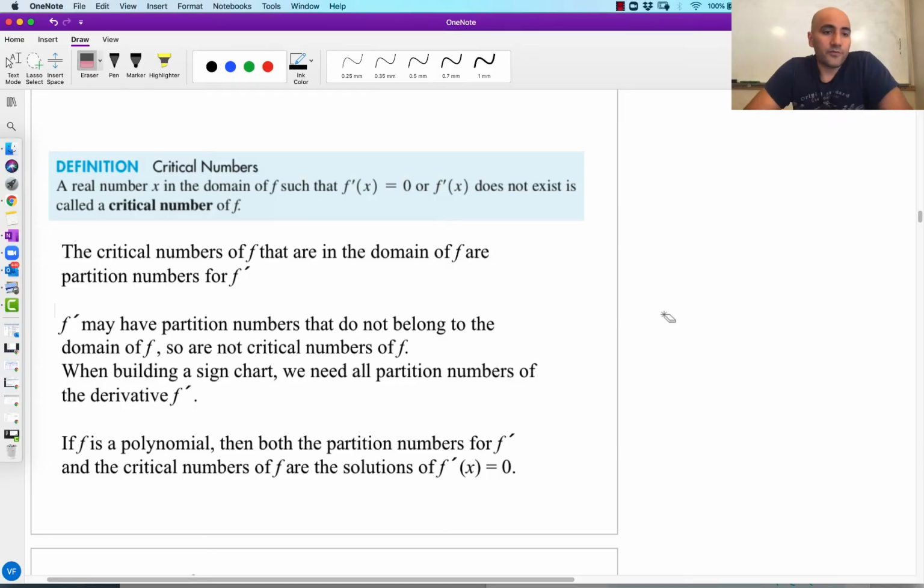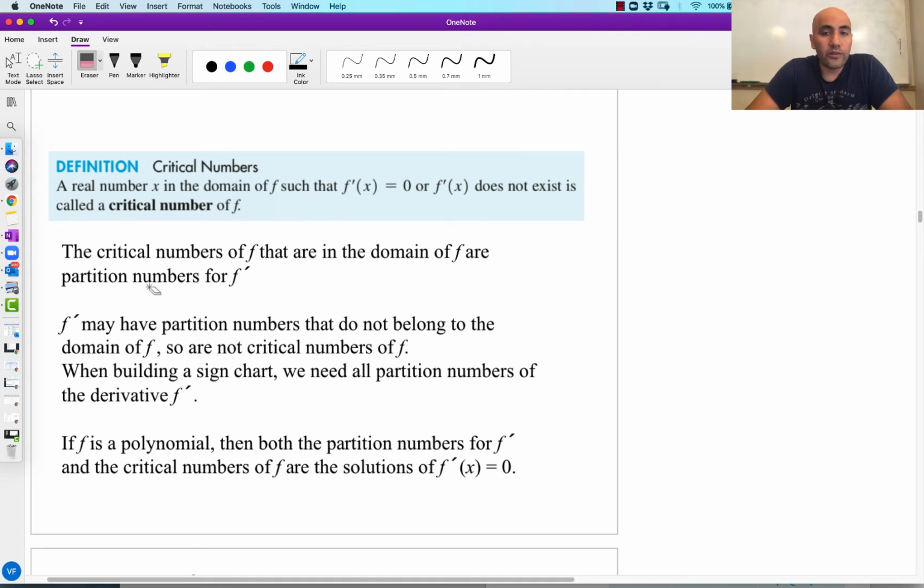Okay, so critical numbers. A real number x in the domain of f such that f prime of x equals 0 or f prime of x does not exist is called a critical number of f. The critical numbers of f that are in the domain of f are partition numbers for f prime. So the partition numbers for f prime are the values where the first derivative at that point is equal to 0, or the first derivative at that point does not exist. Those are the partition numbers.